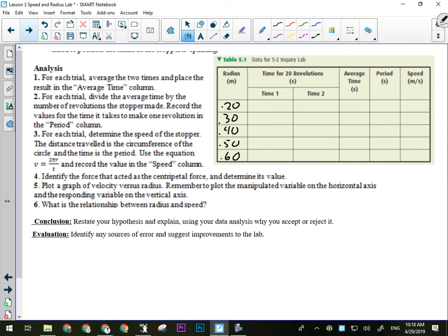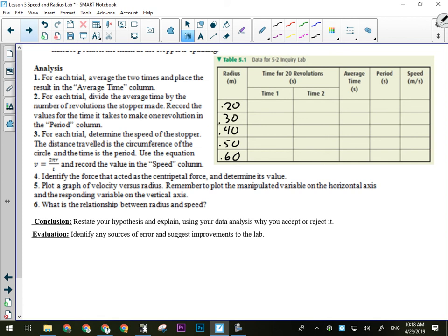For your analysis, I would like to see an example calculation anytime you're asked to calculate something. That way if you make a mistake, I know why your numbers are out, because I can go back and look at how you calculated it. Just one example is fine. You don't have to show me all of them. For each trial, average the two times. So just show me this plus this over 2. Show me that once. For number 2, for each trial, divide the average time by 20, giving the period in seconds. For number 3, show me that operation.